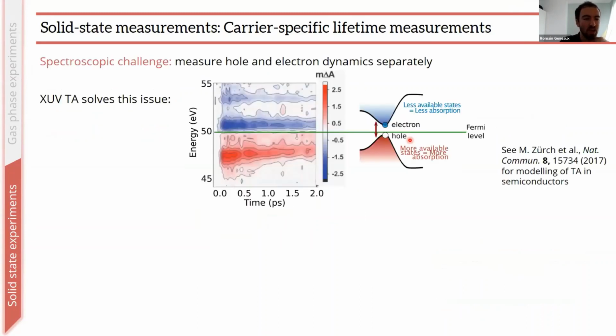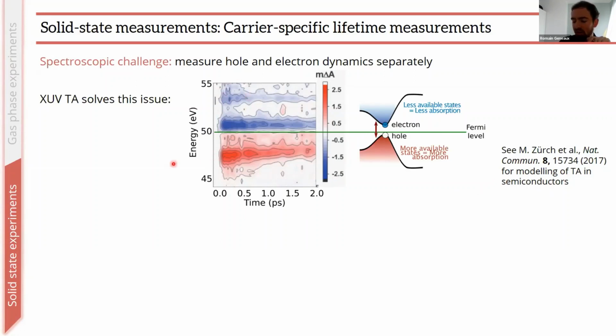And actually, TA in the XUV solved this issue because, again, we can leverage the very big bandwidths of our probe pulses, and we can probe all the valence states and all the conduction states at the same time, but differently. Here, this is a very simplified picture, but this is a TA spectrum. Let's say the Fermi level is here in the middle. Then everything that you observe here is going to be the hole dynamics, because they're happening in the valence band. And what you see here is going to be the conduction band dynamics, so everything that pertains to the electrons. This is simplified, as I said. If you want to know more about why, you should go read this paper by Michael Zürch that explains a lot about what you see in these traces.